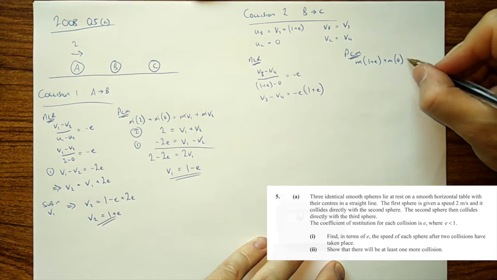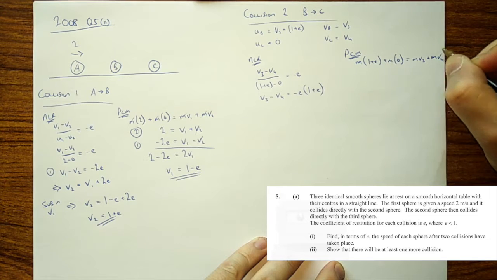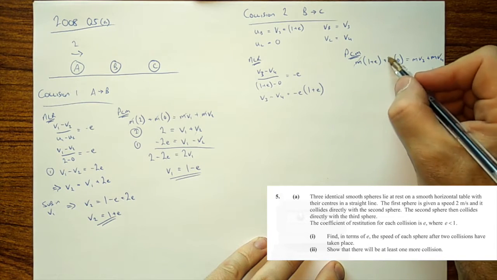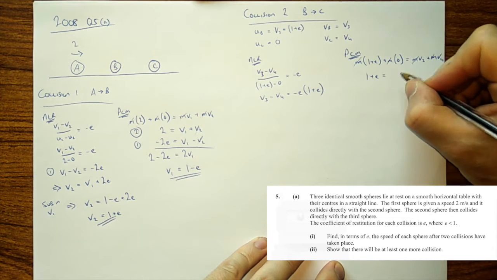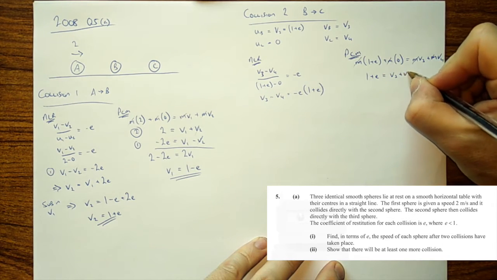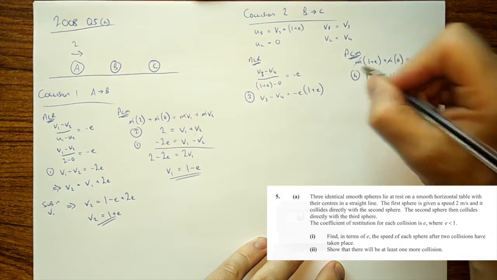Second one isn't going anywhere. mv3 plus mv4. So I end up losing my m's. 1 plus e equals v3 plus v4. So this is going to be equation 3, and that is equation 4.